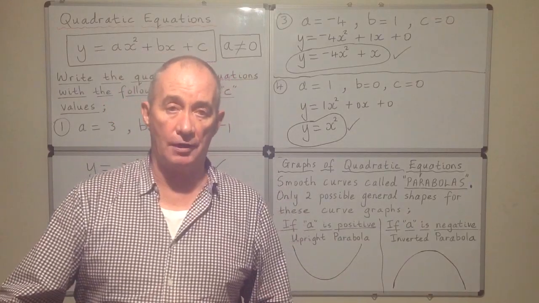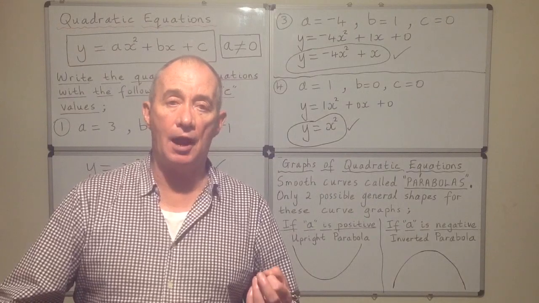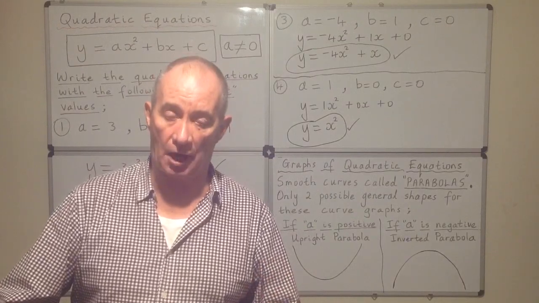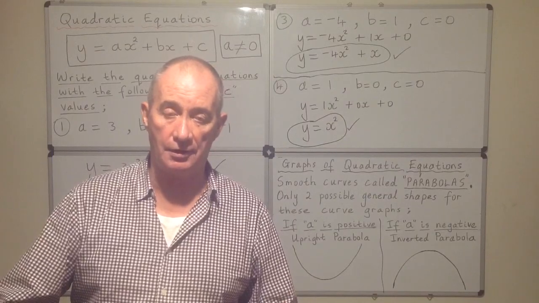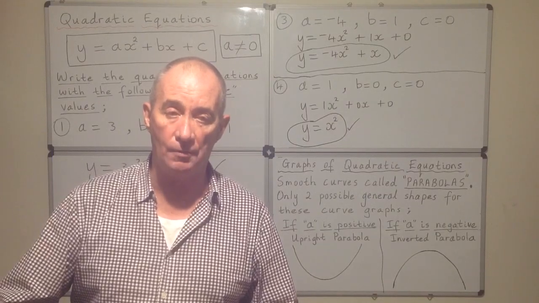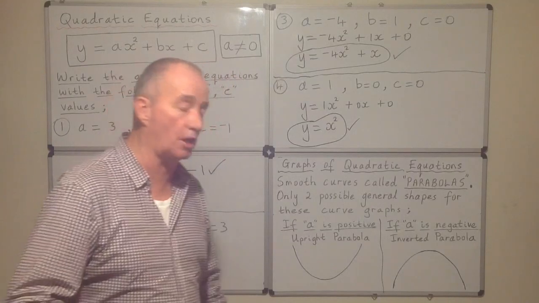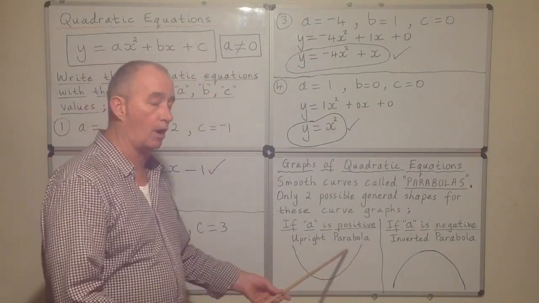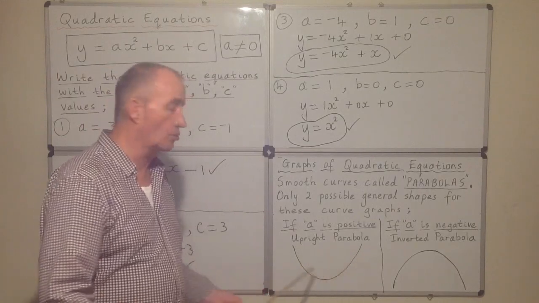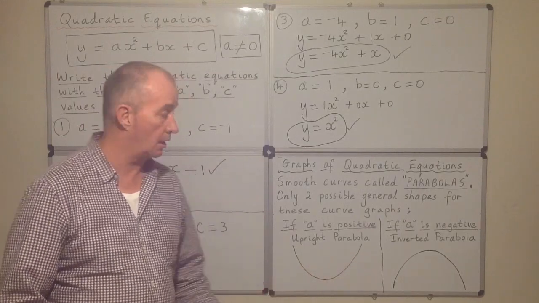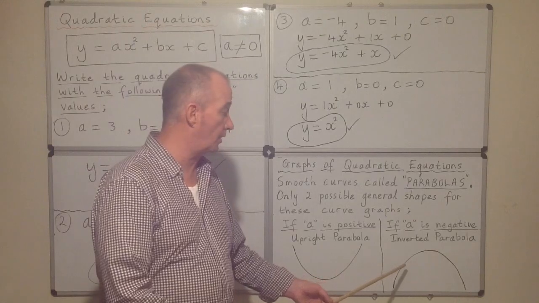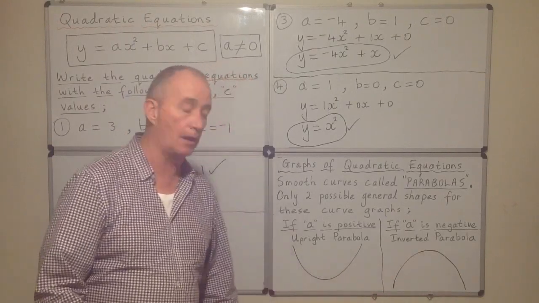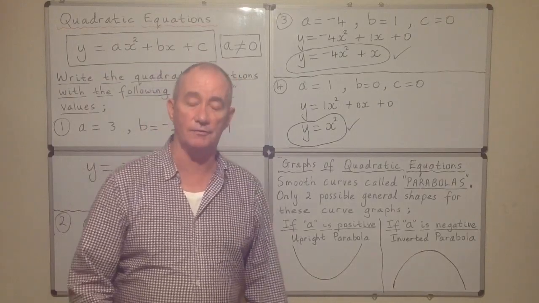And the good news is this. For graphs of quadratic equations, there are only two possible general shapes, and I've got them on the board. Okay, the first possible general shape is this one here. We call that an upright parabola. You could call it a smiley face curve. The second possible general shape is this one here. That's called an inverted parabola. You could call that a sad face curve.